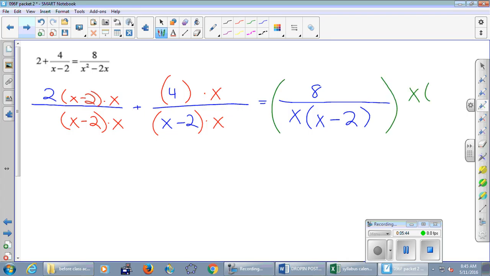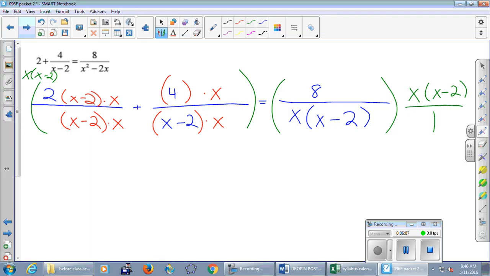So you don't need to write this down. But I'm going to multiply the right-hand side by x times x minus 2. If it helps you, it's on top. That's where I'm putting it. And then on the left-hand side, same thing, x times x minus 2. Legal? Multiplying both sides by the same thing. The reason we do that is for the sole purpose of canceling.